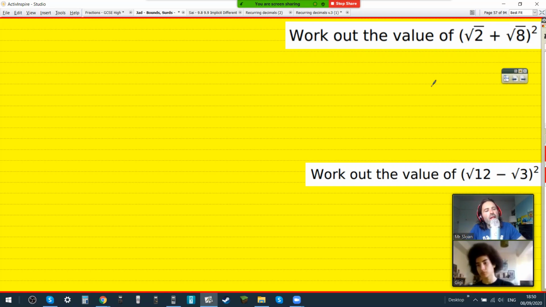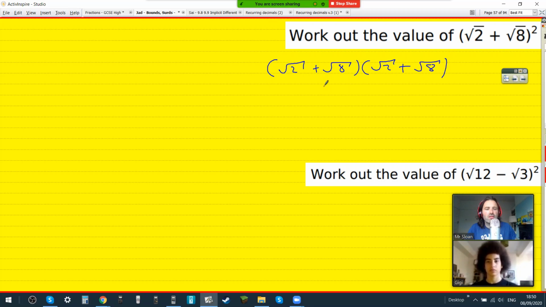So, okay. What would be step 1 for the top one? You would write it as root 2 plus root 8 in brackets, and another root 2 plus root 8 in brackets. Yeah. I'll tell you what, this one's kind of weird. Let's try it. Root 2 times root 2 would be 2. Root 2 times root 8 would be root 16, which is 4.